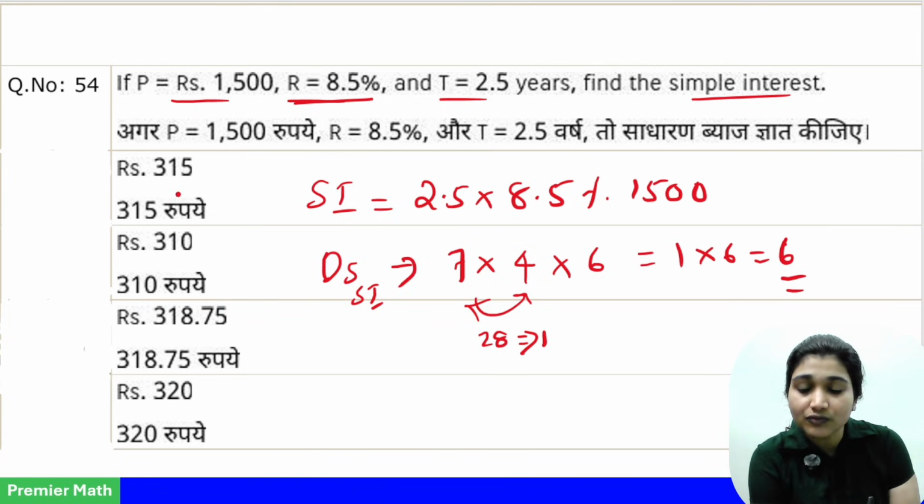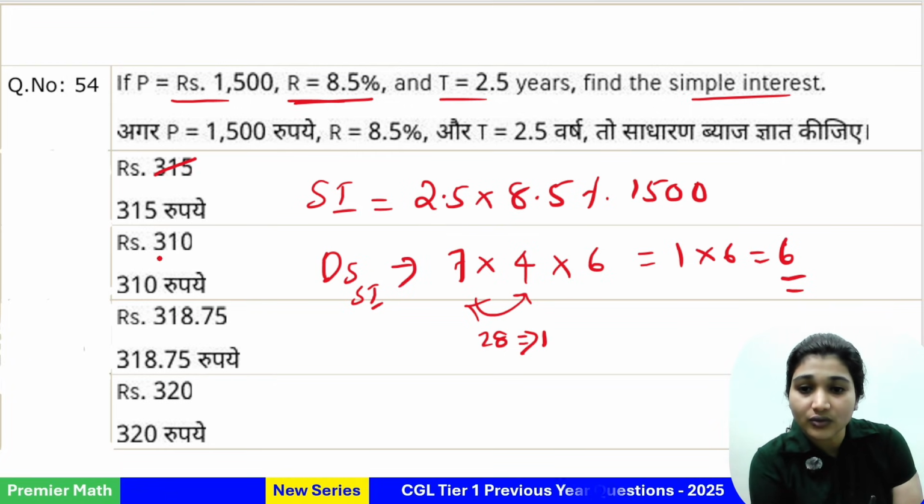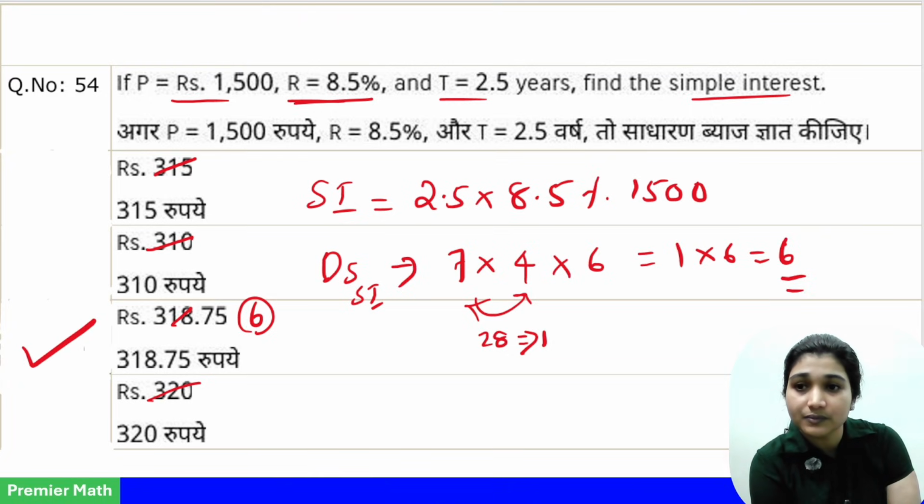Now check for digital sum in the options. Here digital sum is 9, not our answer. Here it is 4. And here it is 12 plus 3, 15. So 1 plus 5, 6 is the digital sum. Here it is 5. So option 3 is your answer.